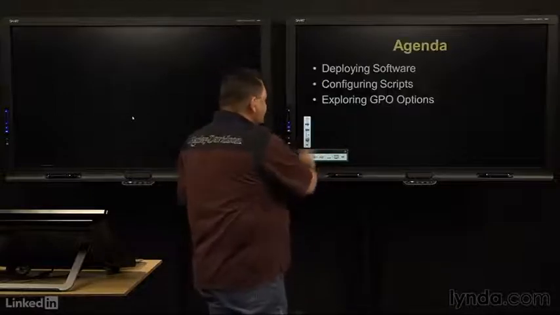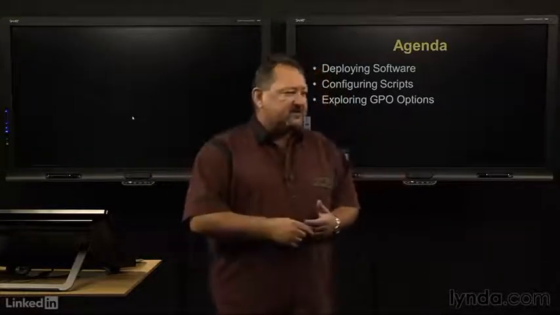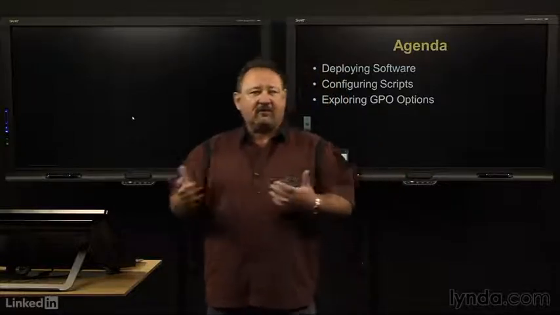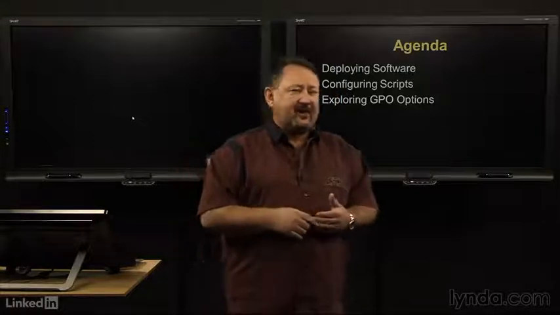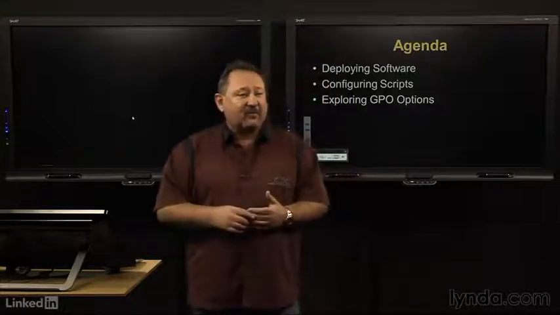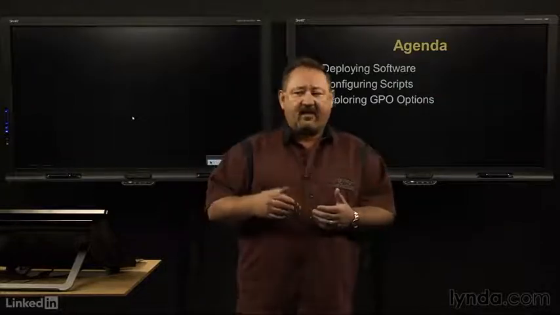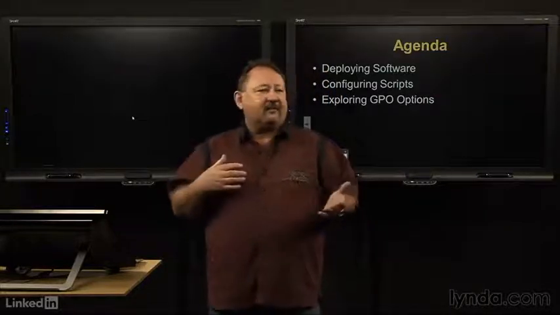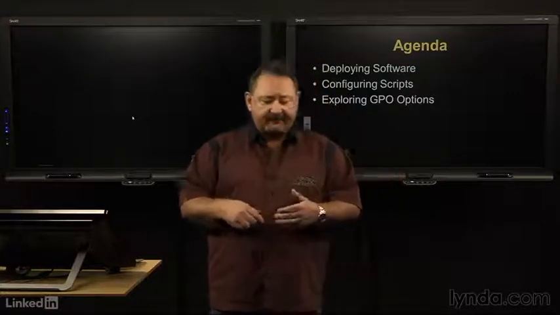So in this session, we'll be looking at how do we deploy software using group policies, and we'll talk a little bit about the differences between the publishing of software and the assigning of software. We'll talk a little bit about doing software updates, and then finish up with how to remove software in the event that it falls out of scope of management.